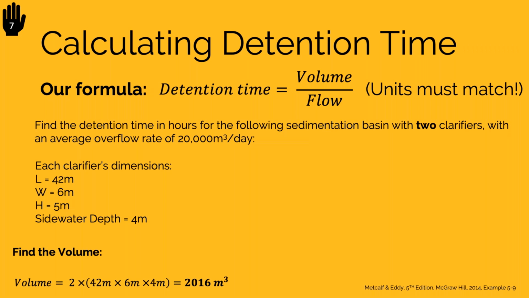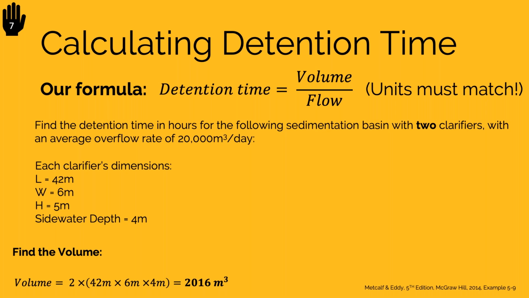So again, the volume here, we're looking for the volume of the fluid, not the tank. So our depth dimension is 4 meters, not 5. So it's 42 times 6 times 4 times 2, because we've got two clarifiers in this particular basin. So our volume is 2,016 meters cubed.